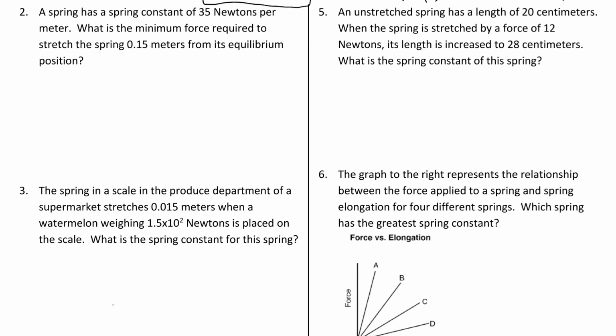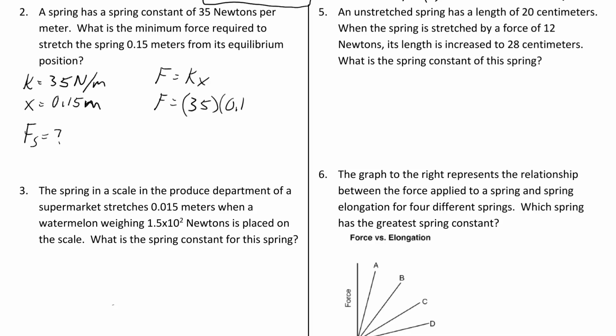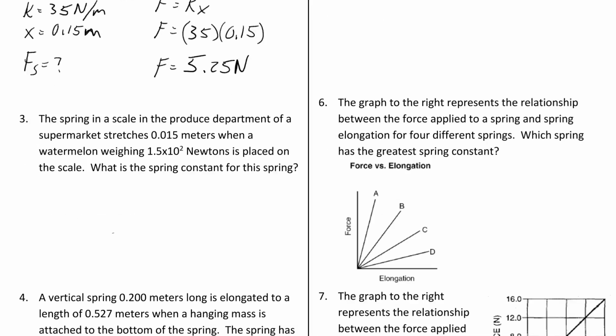All right, number 2. A spring has a spring constant of 35 newtons per meter. So K is equal to 35 newtons per meter. What is the minimum force required to stretch the spring 0.15 meters from its equilibrium position? So we're stretching it 15 centimeters. And they want to know what the force required to do so is. So you just do F equals Kx. F is equal to 35 newtons per meter times 0.15. And you get a force of 5.25 newtons.